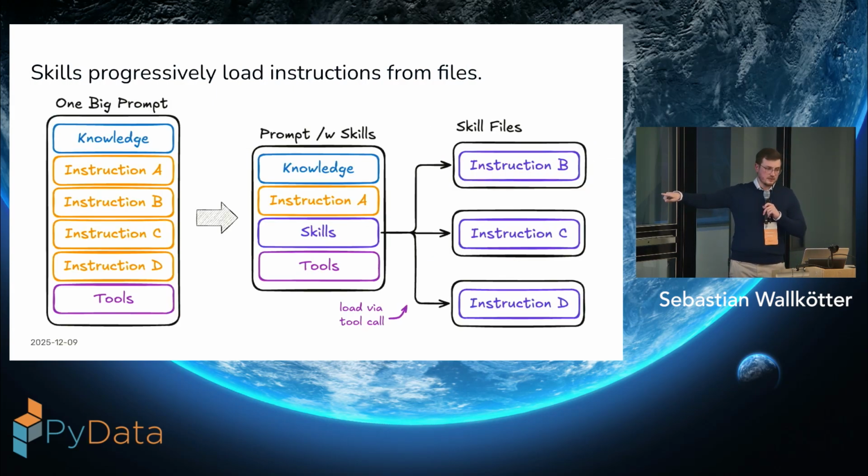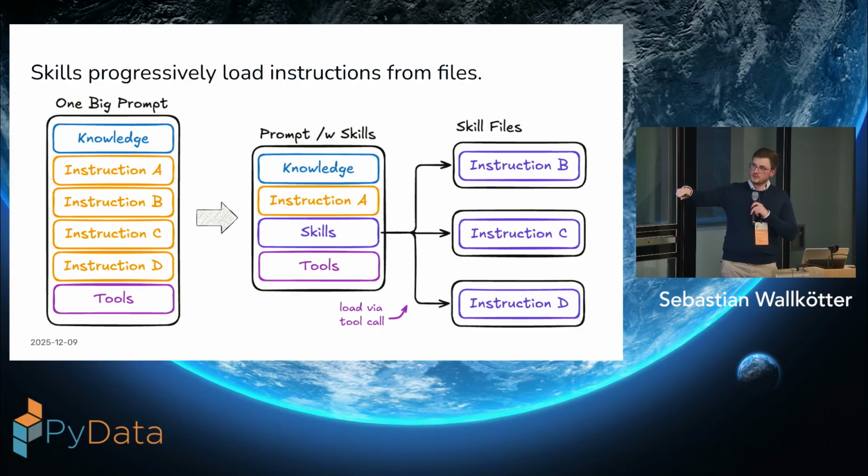Second one is skills. Skills are a relatively new idea from Anthropic. They introduced this, I think they wrote the blog post like mid-October, so roughly 1.5 months ago. And what skills are is progressive loading for your instructions. So you can think of it as the counterpart to RAG, but for the instructions on the skill and the things that the agent can do.